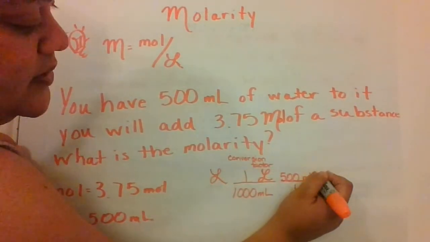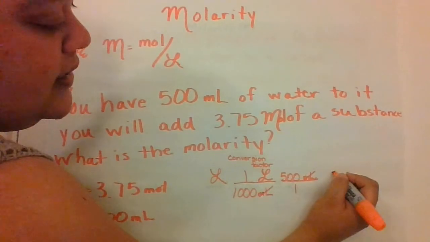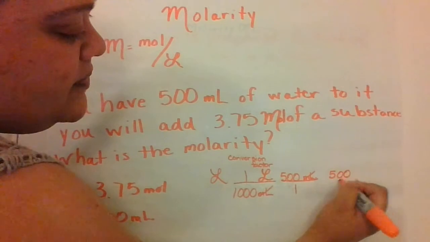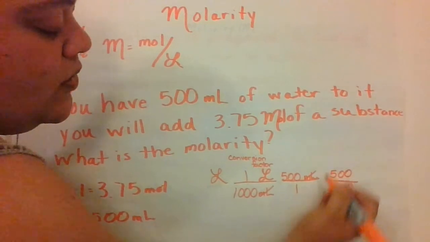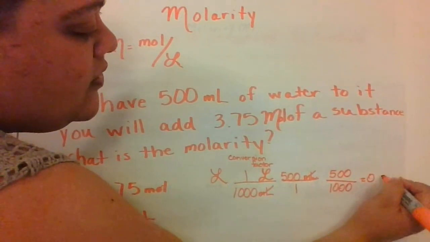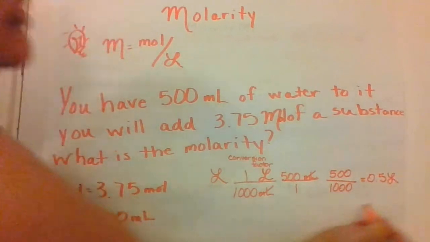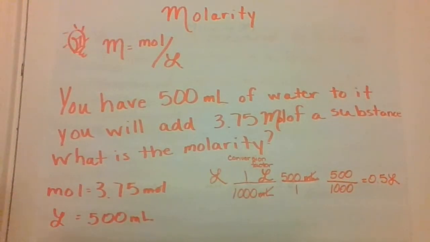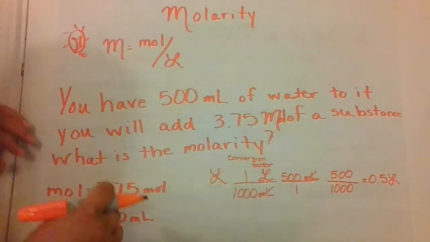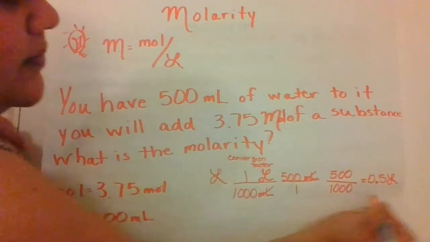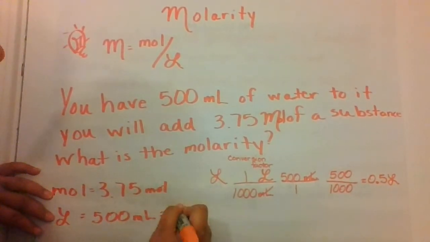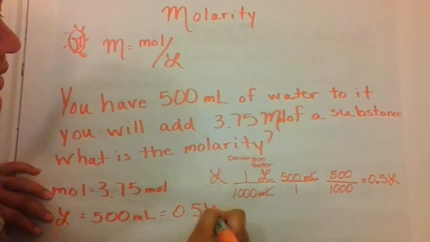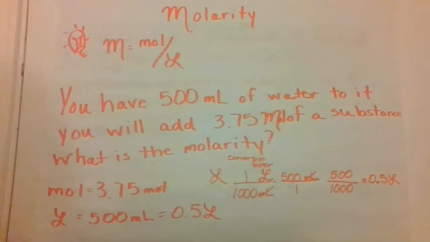Crossing out our like terms, mL here and mL here, leaves us with 500 over 1,000 when we multiply that out. Go ahead and divide, and we are going to be left with 0.5 liters. And remember, in nursing with our zeros, we lead with zeros. We never follow with zeros. So we're going to say that this 500 milliliters is actually 0.5 liters.